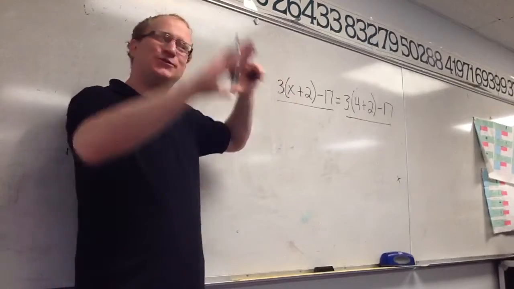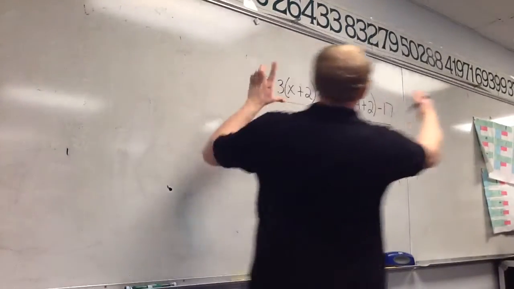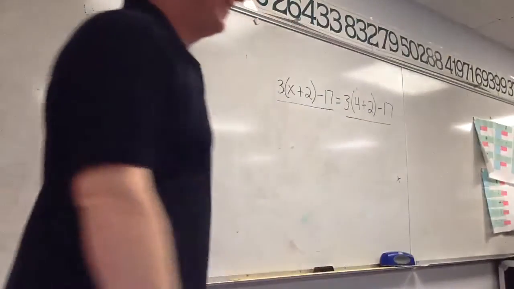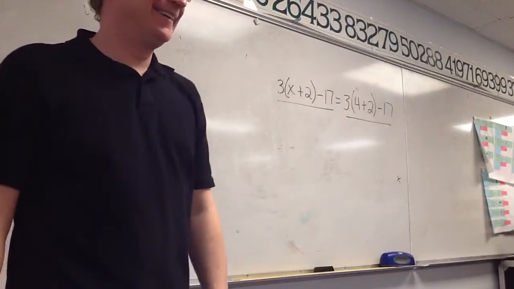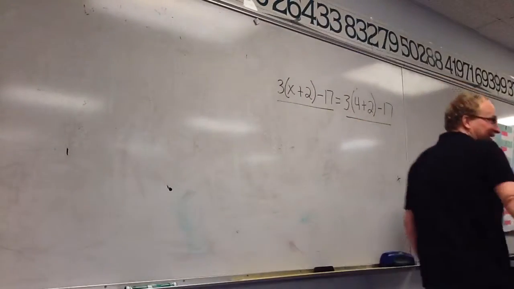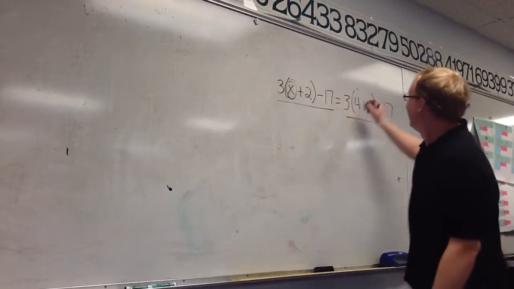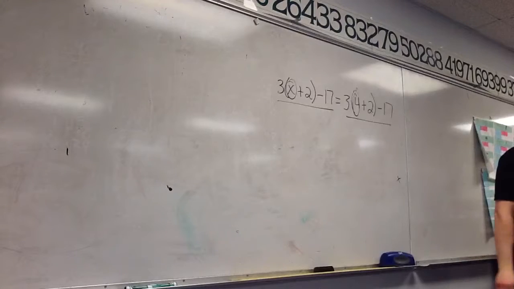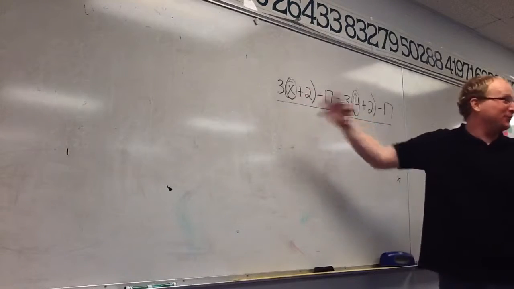Zoom out. Stop reading left to right. Just look at it. I know why. 4 is in the place of x. Look at it. It's the exact same thing, except that's 4 and that's x. So doesn't x have to be 4 for them to be equal?